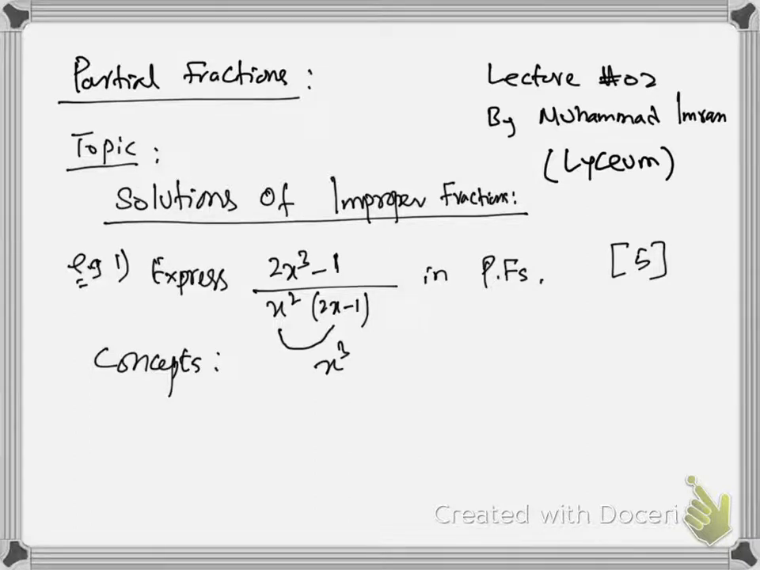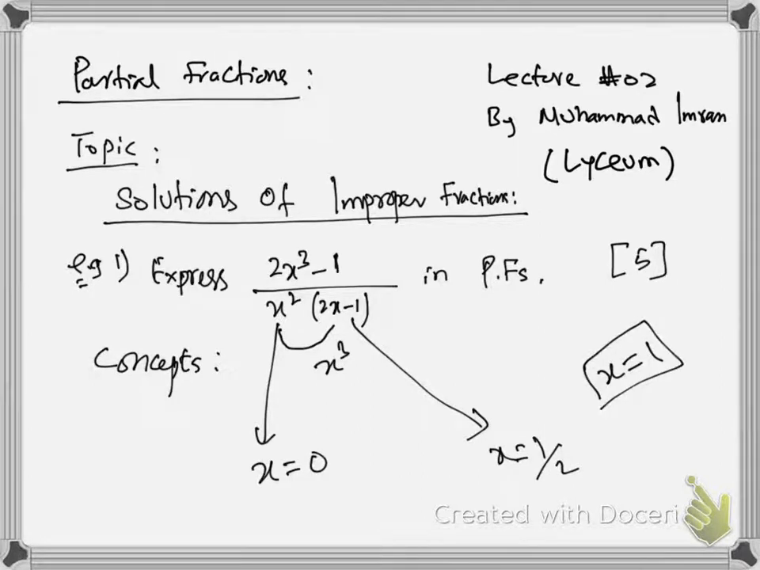From the factors of this fraction, we have two values of x: x = 0 and x = 1/2. Since we will have 4 constants, for the last constant we have to suppose any value of x which will make the calculation simple. So I am supposing x = 1. Let's start the solution.